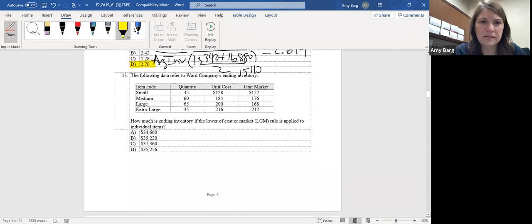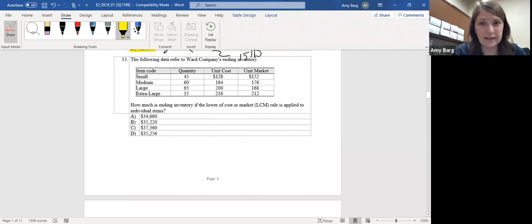All right. The following data refer to Ward Company's ending inventory. How much is ending inventory if the lower of cost or market rule is applied to individual items? So the lower of cost or market rule just means that when you price your inventory, it either has to be the lower of what you actually paid for it or what the market says that it's worth. So this is actually a very confidence boosting question, because the first thing you need to do is figure out which number is lower. So you've got all these items here.